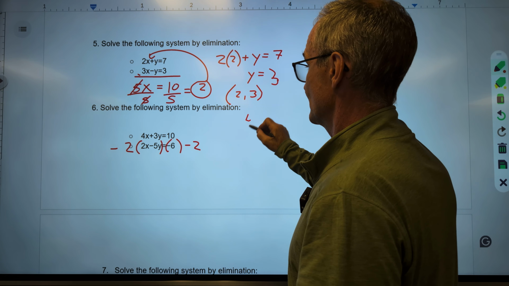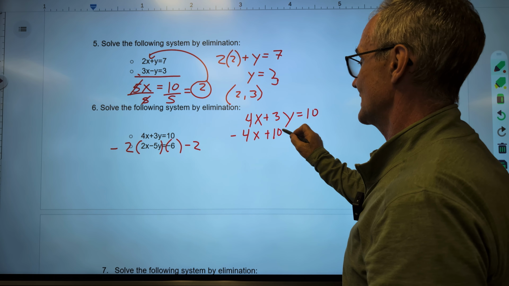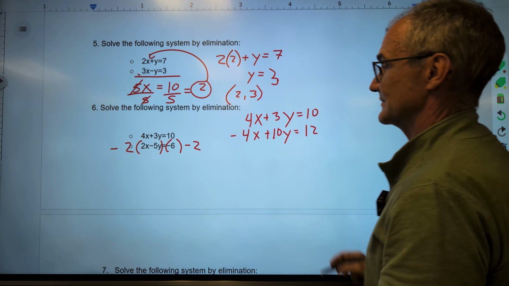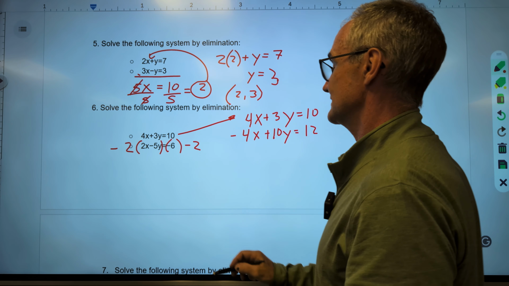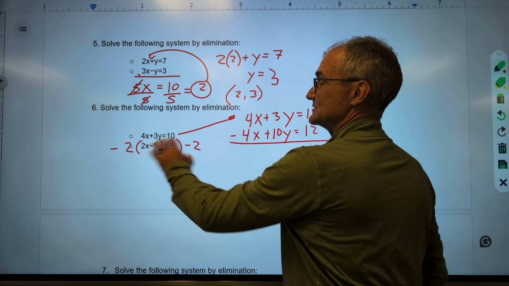4x plus 3y is equal to 10. Now I'm going to multiply that negative 2 through that whole left side to give me negative 4x, negative 2 times negative 5y, positive 10y is equal to negative 6 times negative 2, 12. My first equation just transposed right there. My second equation, multiplying both sides by negative 2. And then now I could add those two equations together, and my x's will drop out.